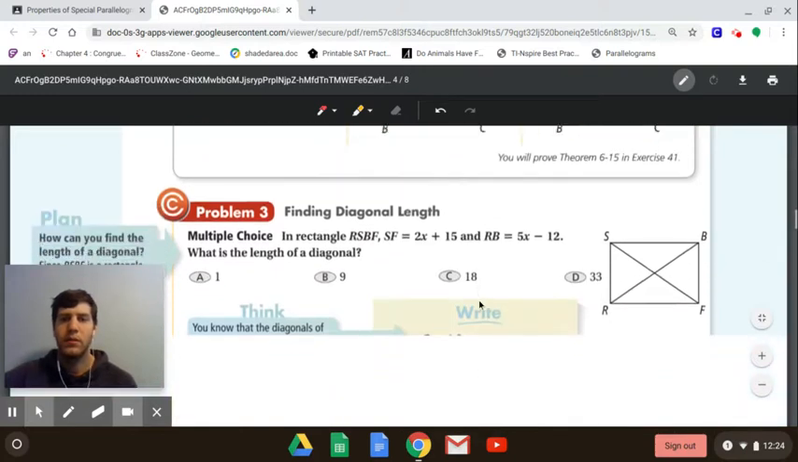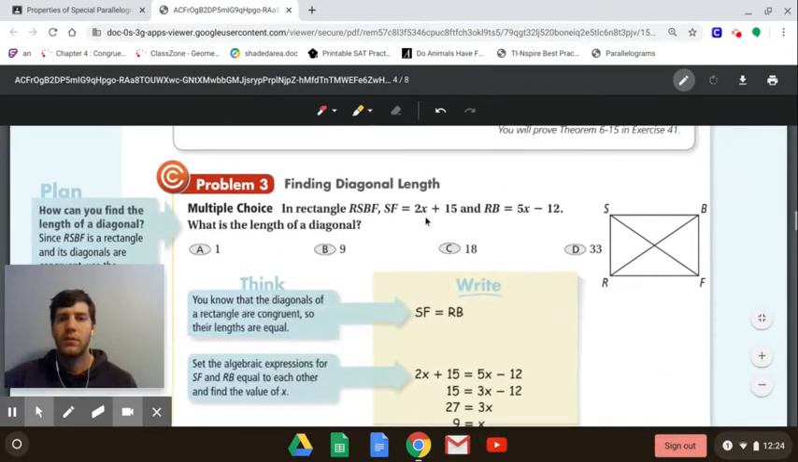Okay, so let's look at an example here. They're giving us SF here is 2x plus 15, and RB is 5x minus 12. So those are the two diagonals of this rectangle. And since we know diagonals are congruent, we know their lengths are equal. So we can do 2x plus 15 equals 5x minus 12.